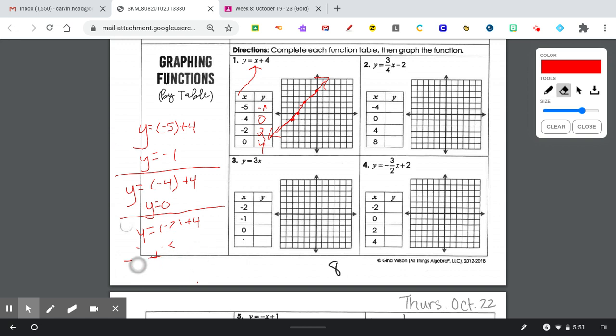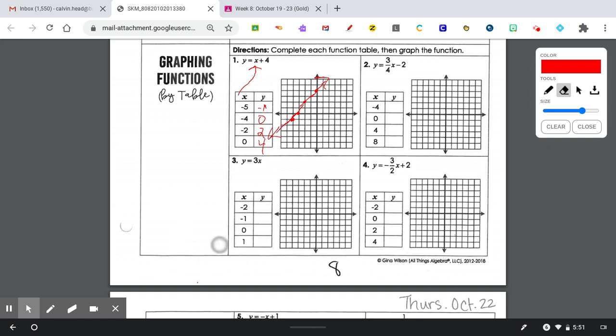Now, let's skip down here to number 3. All right, so again, we're taking these and putting them in for x. So my first one, I would have y equals 3, and I put -2 in for x. Well, that equals y equals -6.